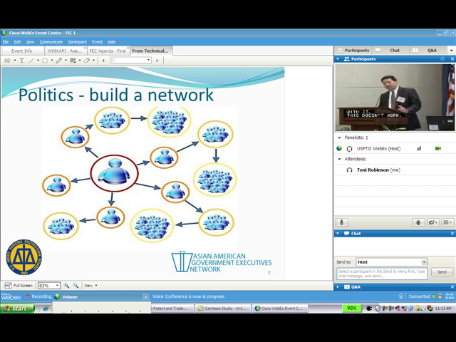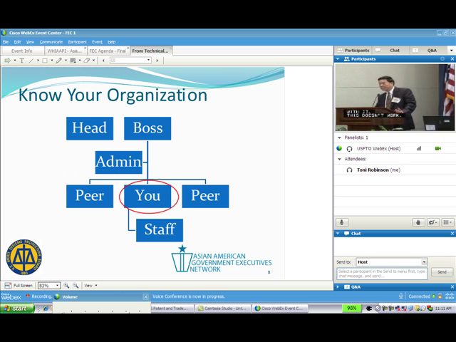All right, so another part of politics is knowing your organization. So this is a sort of typical org chart, and let's imagine you're up there where the circle is. Now, if you want to get promoted, who up there has to say yes for you to get promoted? What do you think? Speak up. The head and the boss, okay? And there could be multiple levels, right? But really, for you to get promoted, everybody on that chart has to say yes.